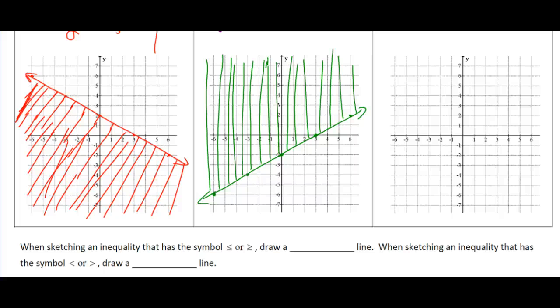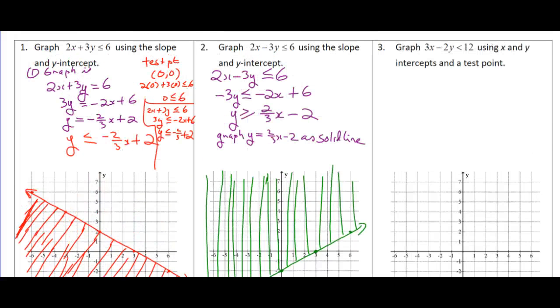But let's use the test point 0, 0, because I think 0, 0 is going to make this true. So test 0, 0. 2 times 0 minus 3 times 0 is less than or equal to 6. 0 is less than or equal to 6. True or false? True, right? So we shaded the right region.